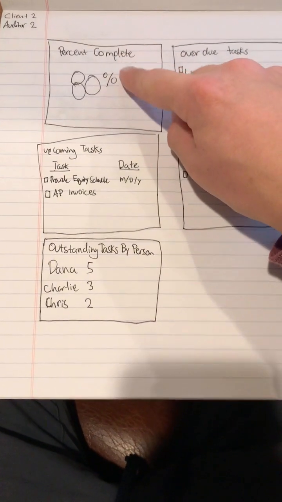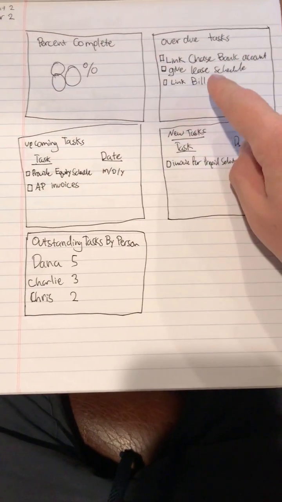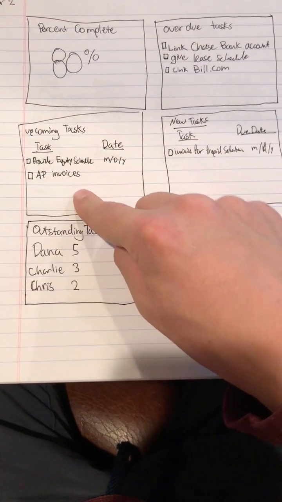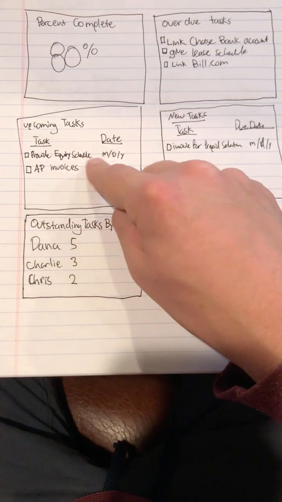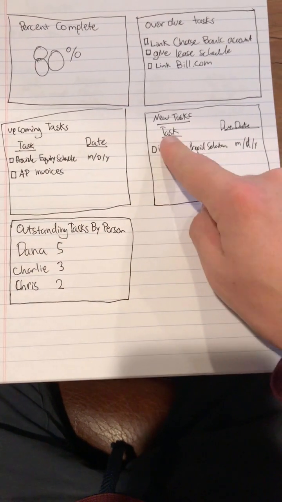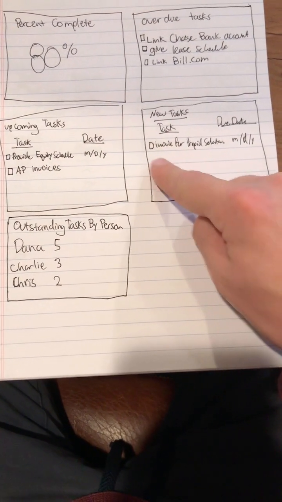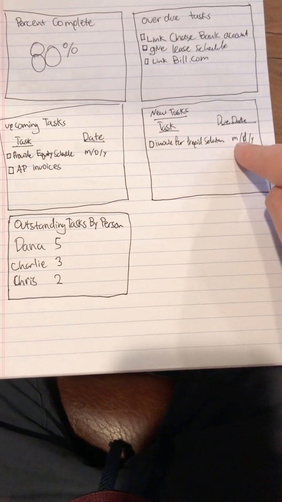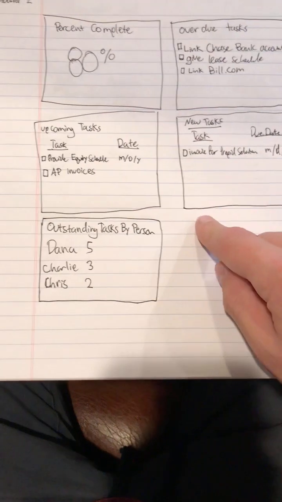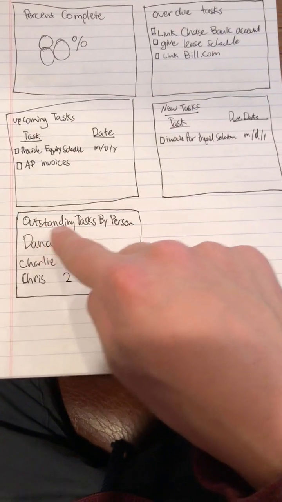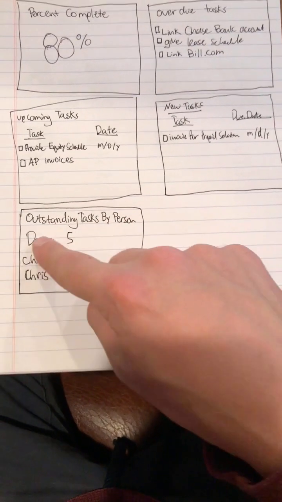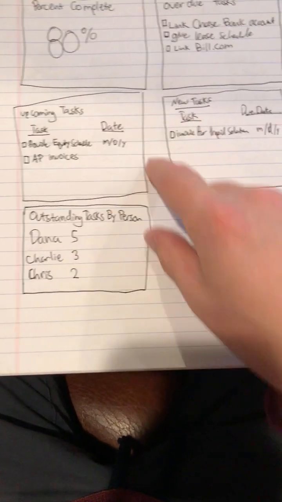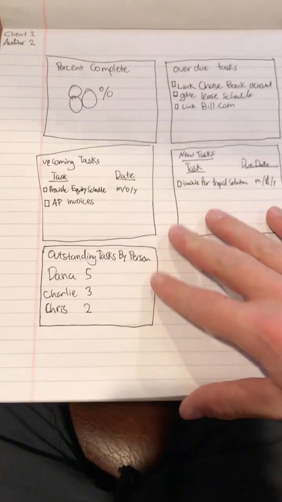What percent complete are we based on our to-do list? Do we have overdue tasks? Do we have some upcoming tasks, like, oh, we have a task, and this is when it's due. Or do we have any new tasks, anything that was added recently? Oh, we have an invoice for a prepaid selection that was added. Then I could click on there and I get the selection. And then we have an outstanding task by person. Dana has 5, Charlie has 3, and Chris has 2. I could click on that and it shows the tasks by person.